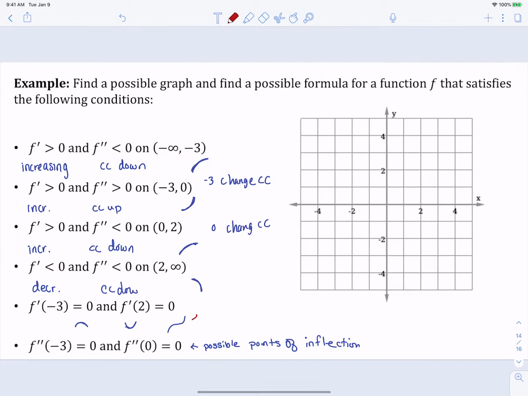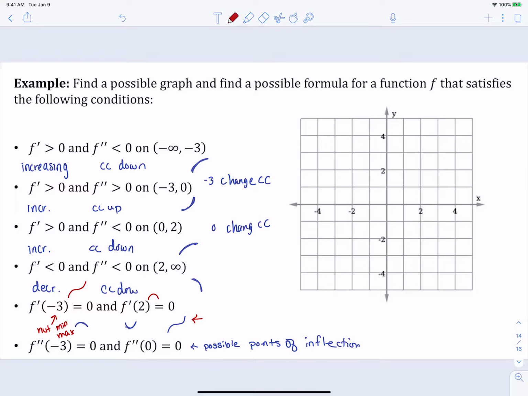mins and maxes that we've got right here, at -3, we are increasing before and increasing after. So this is not a min or a max. So our graph needs to do something like that at -3. So it's got to level off so we get that derivative of 0, but it's not going to be a min or a max. But at 2, we change from increasing to decreasing, so it's going to look like that. We're going to have some sort of maximum there.